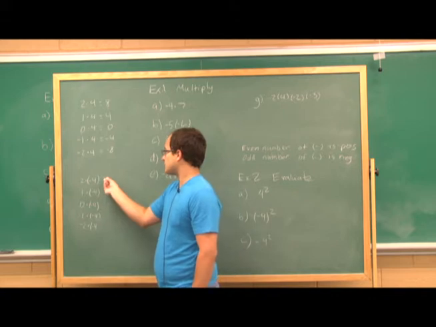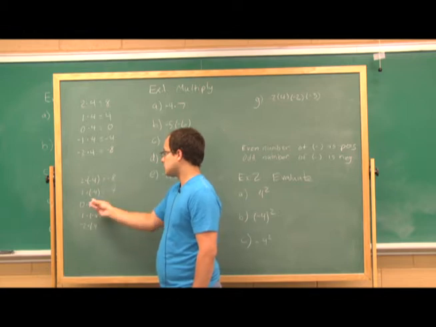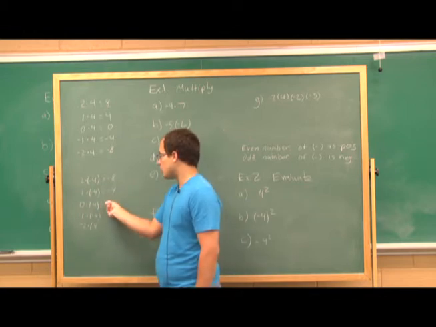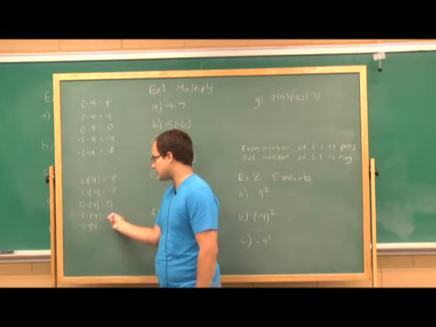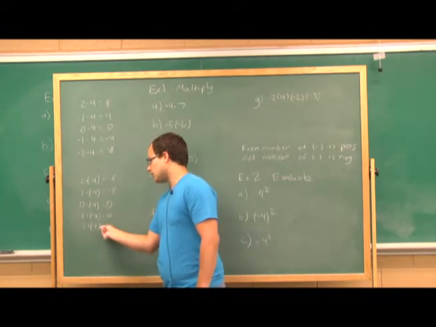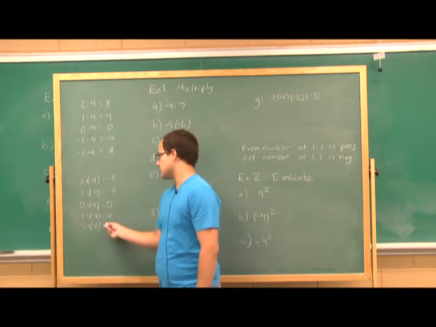2 times negative 4 is negative 8. 1 times negative 4 is negative 4. 0 times negative 4 is 0. Negative 1 times negative 4 is positive 4. Negative 2 times negative 4 is 8.